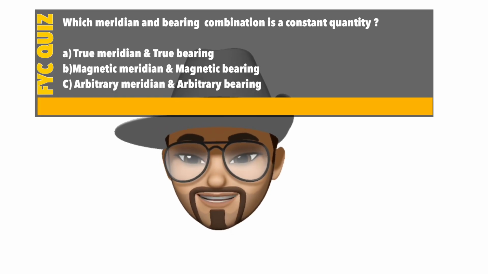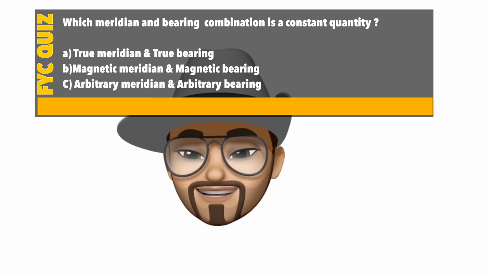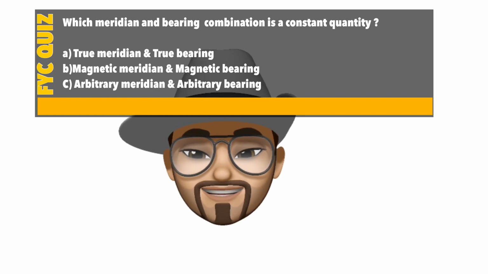Let me know in the comment section below which meridian is a constant quantity that doesn't change with time, space or convenience of the observer.